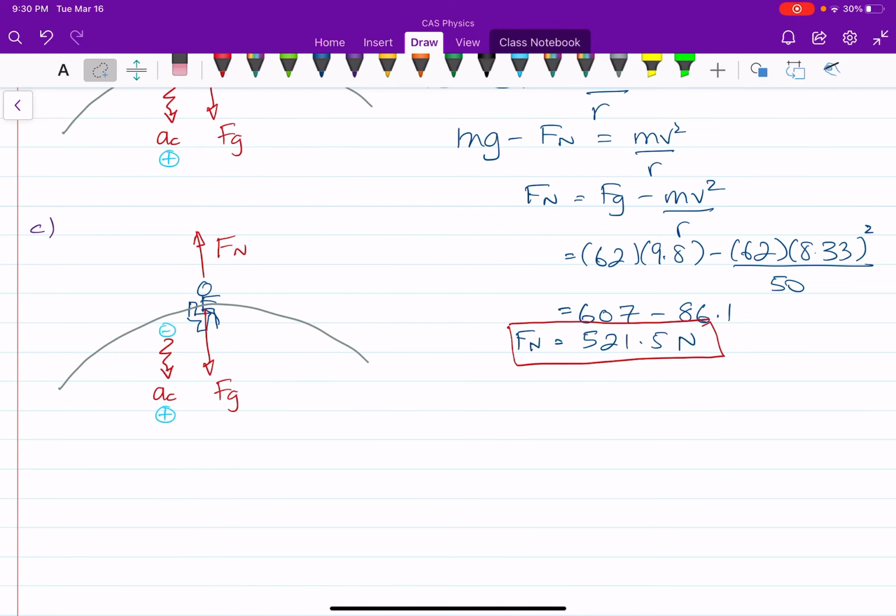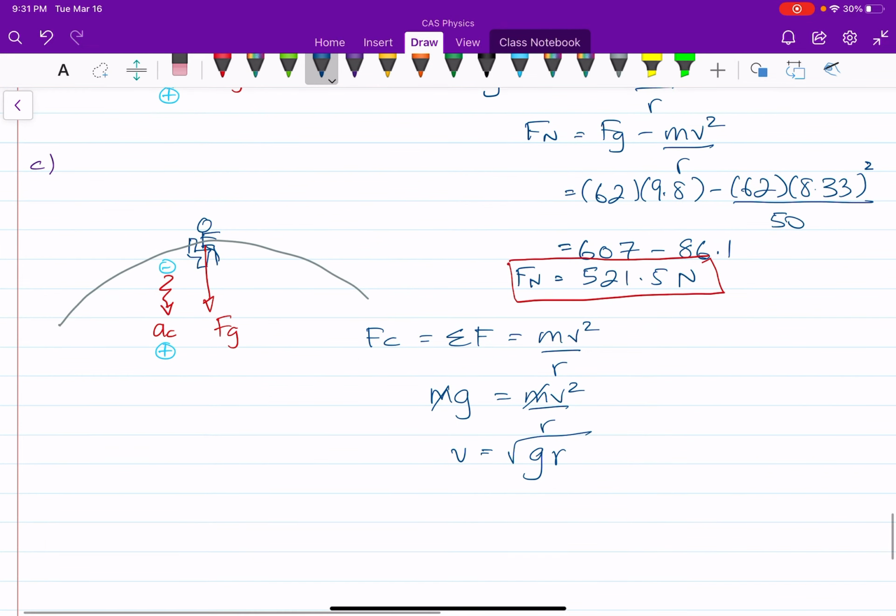But what we're saying now is this car is flying so fast that the normal force has dropped to 0. So the question is, how fast would you have to be going for that to happen? And in that case, we do the same thing. Fc equals sum of the forces equals mv squared over r. Now the only force is mg. So mg equals mv squared over r. Doesn't matter whether we're talking about the car or the person. The speed is going to equal the square root of g times r. You saw this in the previous problem.